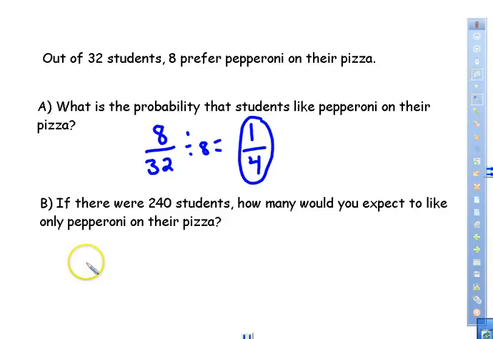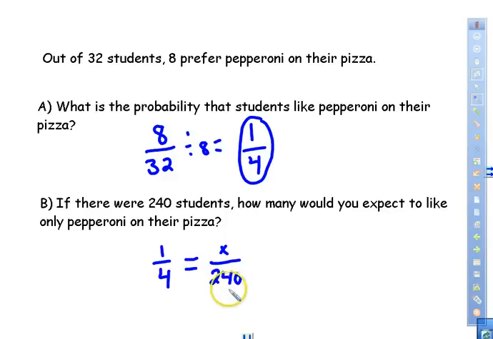Now for letter B, I want you to go ahead and hit pause and solve this as we predict what we would expect to happen in the future. So go ahead and solve this. Remember, proportions are what you're going to need to solve. All right, so you're going to take my ratio of pepperoni pizza per student, who likes pepperoni on their pizza. That's your rate. That's your ratio. That's what we're basing everything off of. So we're making that equal to how many total students are there? 240. We're trying to find out the rate equivalent ratio to 1/4 with 240 as our denominator.